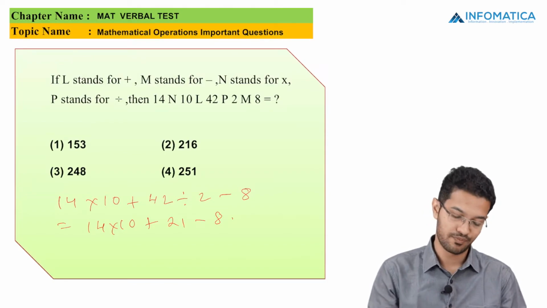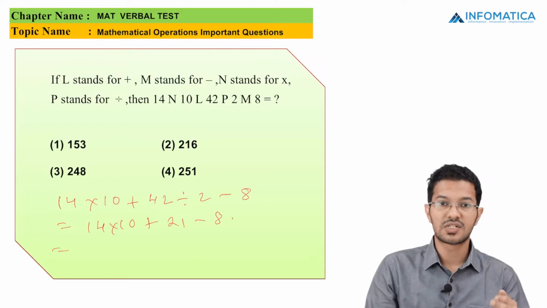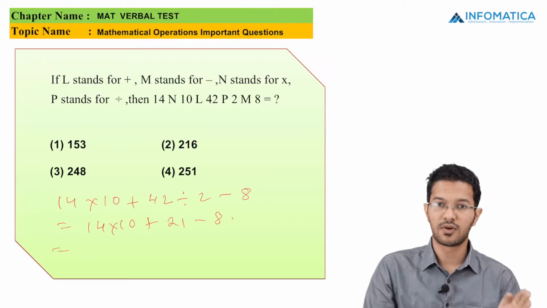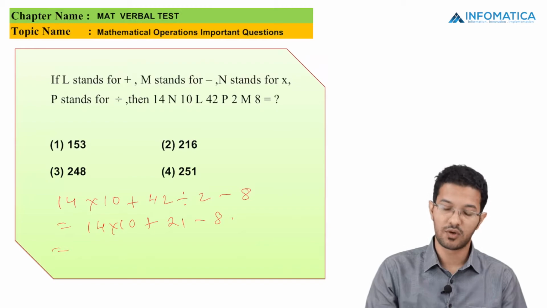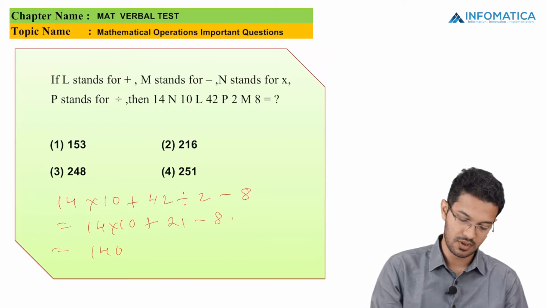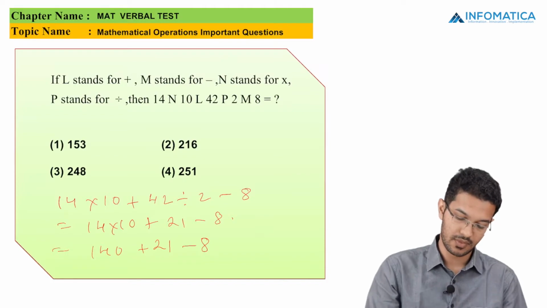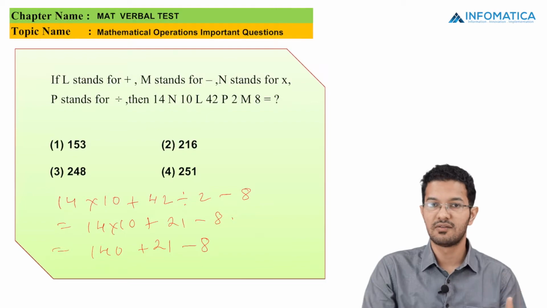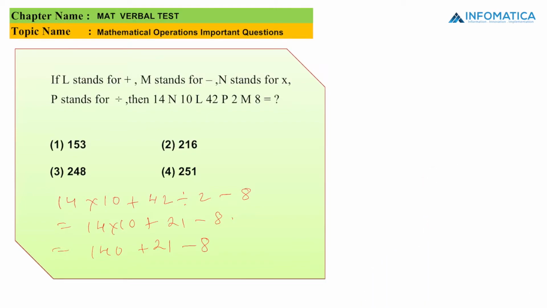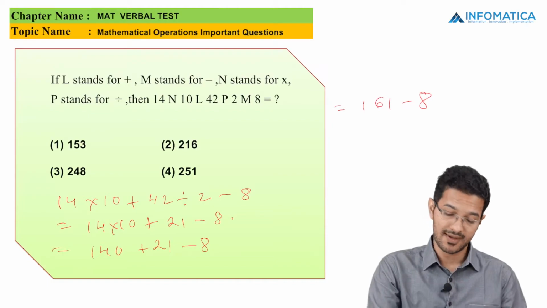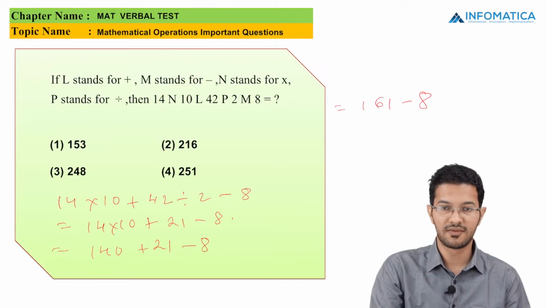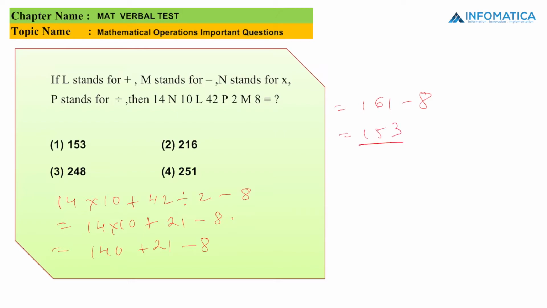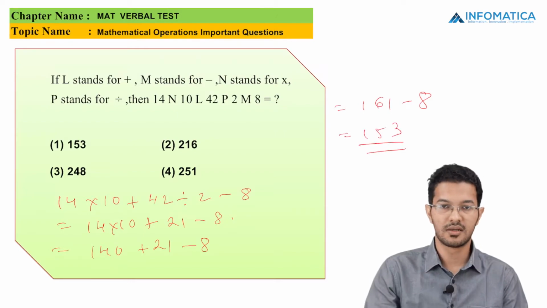minus 8. Now the next one is multiplication. So 14 multiplied by 10 is giving me 140 plus 21 minus 8. So I know that 140 plus 21 should give me 161. And then 161 minus 8 should give me 153. So option 1 is the right answer.